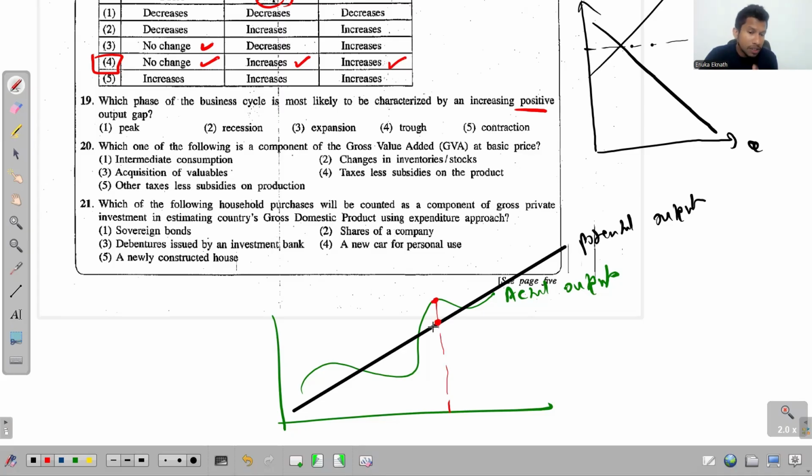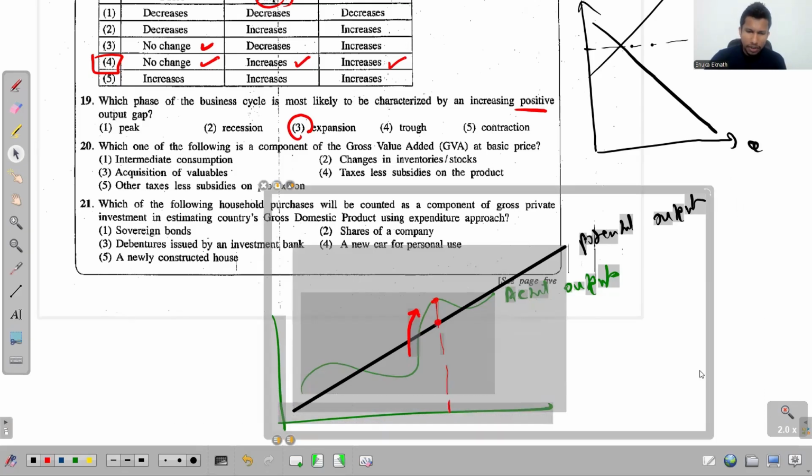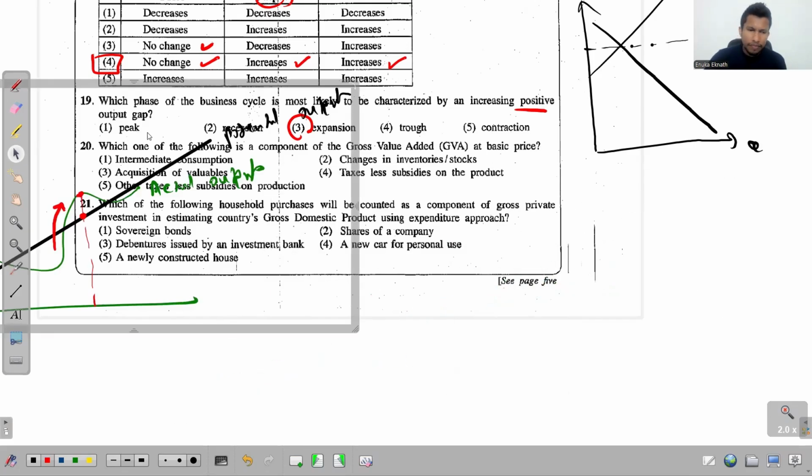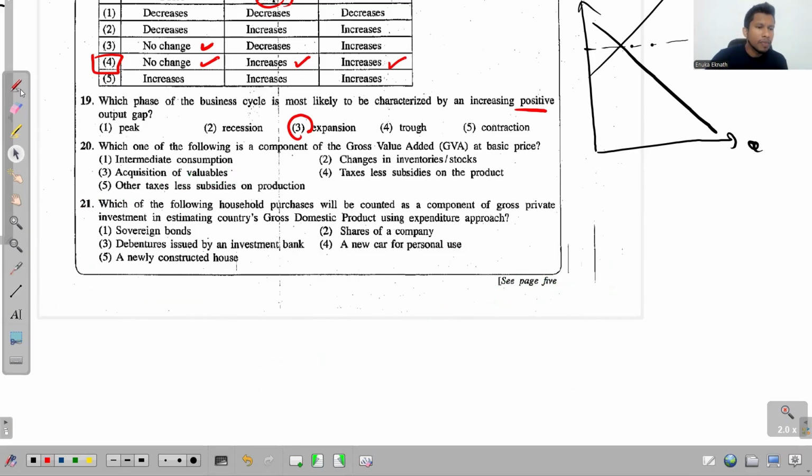And this arises in which phase of the business cycle? When it is in the expansion, right? When the economy expands, or when the economy is in the expansion phase, you will see a positive output gap. So simply the answer is the third one. Very easy. Right, the 20th. So to find the answer for the 20th, okay, now we can read that.